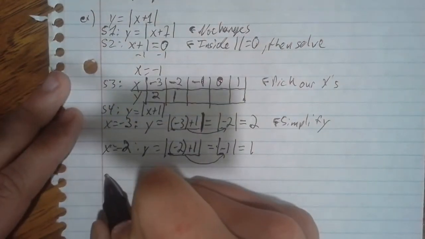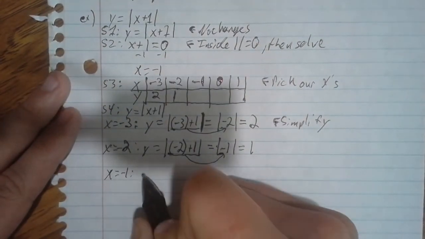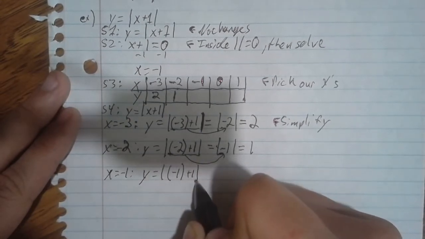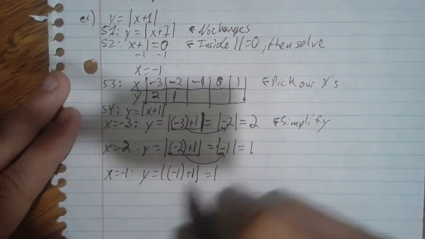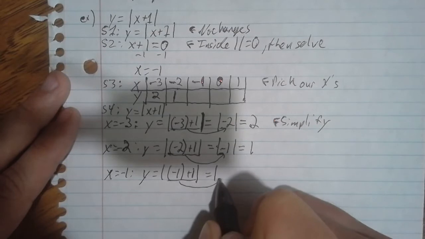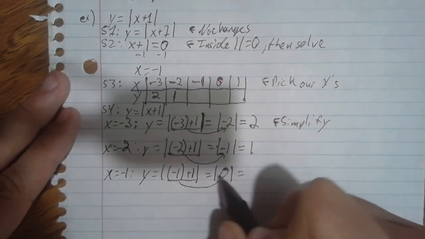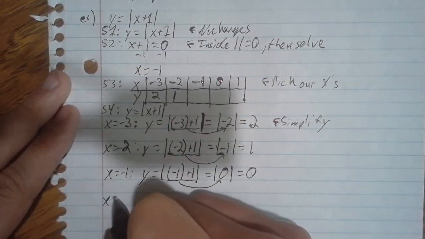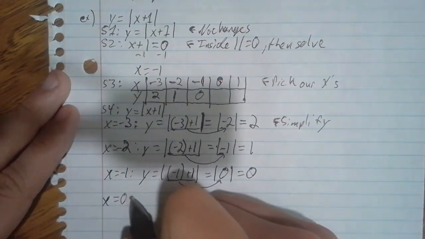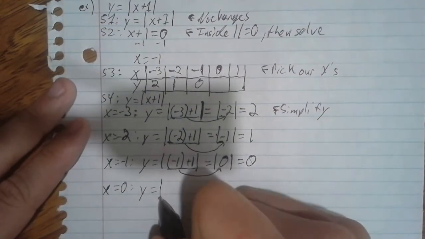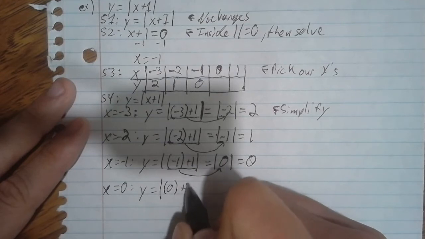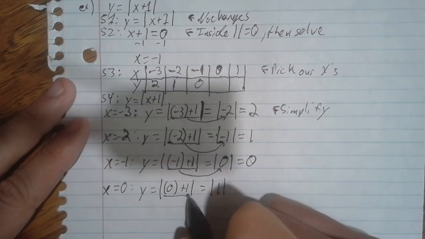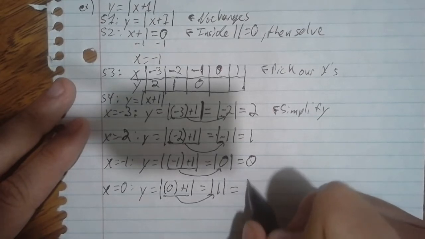We just keep on going with our x equals -1. So y equals the absolute value of -1 plus 1, which gives us the absolute value of 0. Absolute value of 0 gives us 0. Then x equals 0. So y equals absolute value of 0 plus 1. 0 plus 1 is 1. The absolute value of 1 is 1.